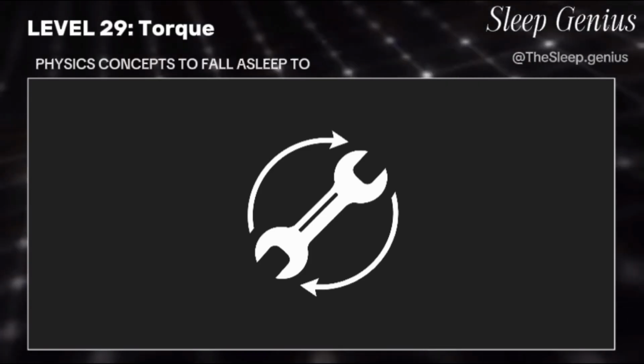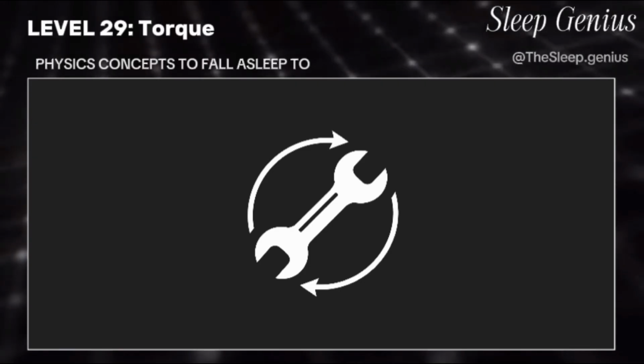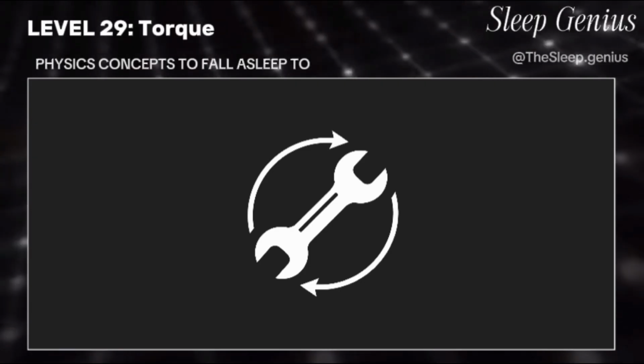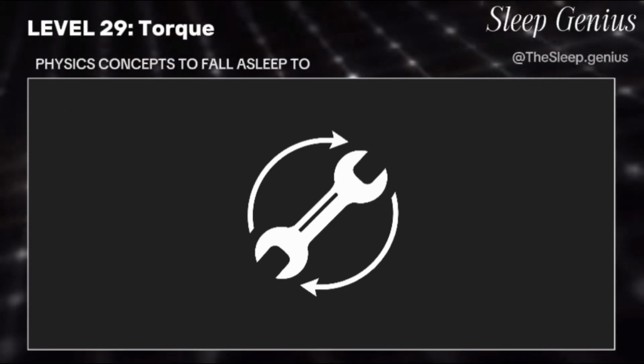The pattern is simple. More force or farther from the pivot produces stronger rotation. Torque changes with the applied force or position. Pushing harder or farther from the pivot increases rotation. Balanced torques keep objects still, while unbalanced torques cause motion. It can speed up or slow down rotation depending on how forces interact.